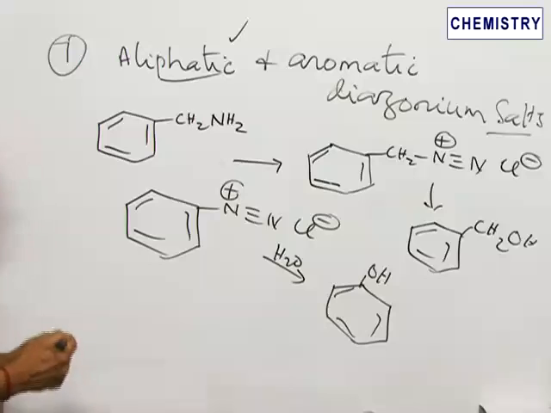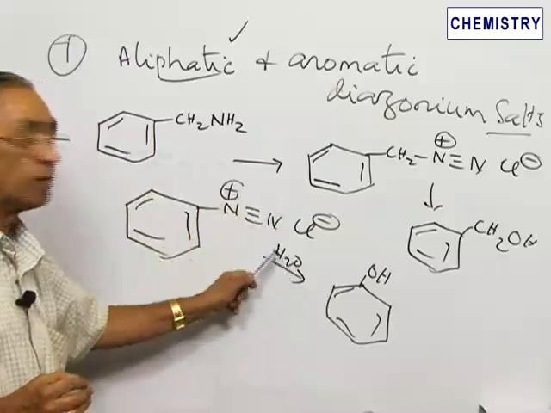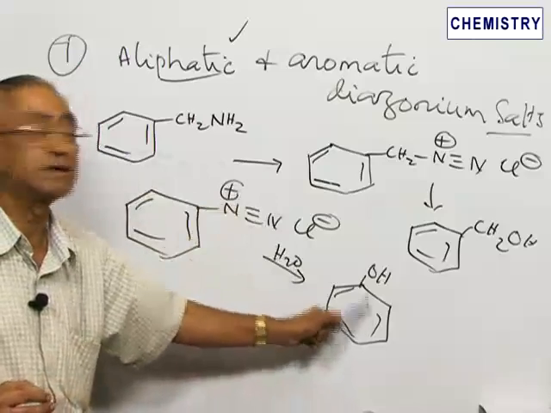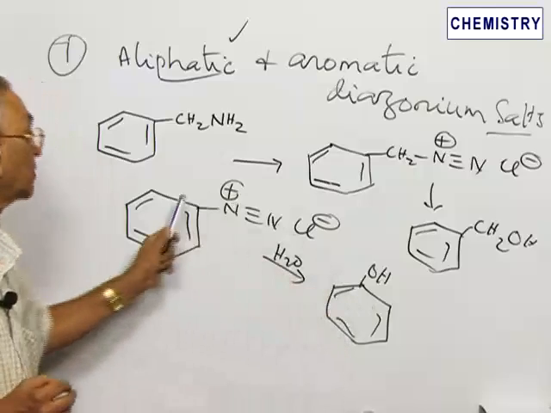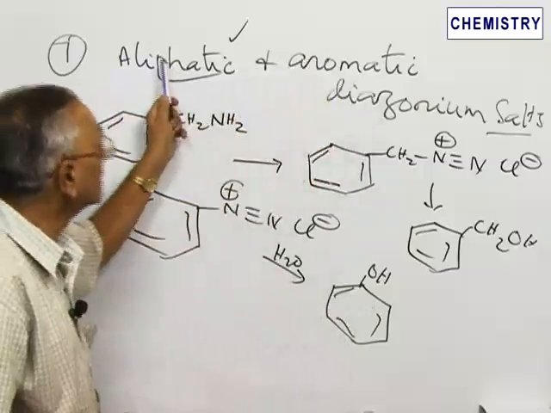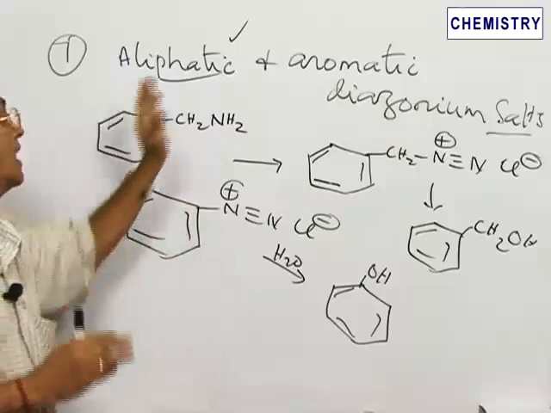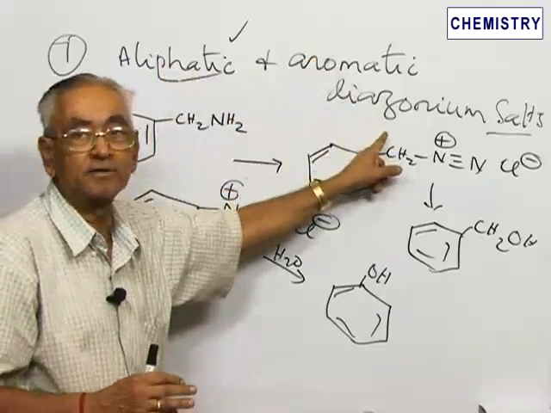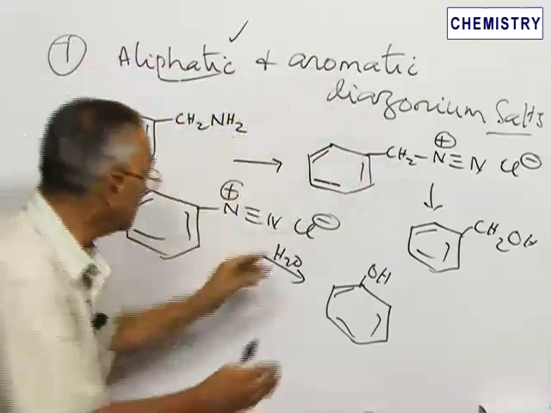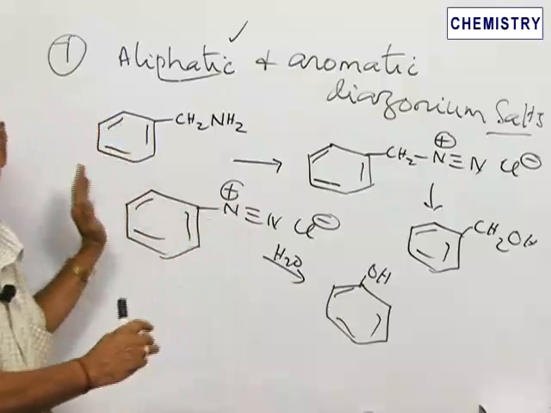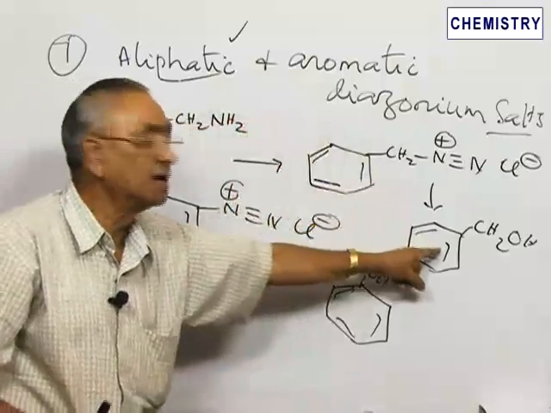Therefore, aromatic diazonium salts are stable at low temperature, but on heating with water, they decompose with the liberation of nitrogen to give rise to phenol. So, phenol is formed from an aromatic diazonium salt and an alcohol is formed from an aliphatic diazonium salt. This is the essential difference between an aliphatic diazonium salt and an aromatic diazonium salt. Aliphatic diazonium salts are not stable, they are not stabilized by resonance, whereas aromatic diazonium salts are stabilized by resonance. And in one case we get phenol, in the other case, in the case of the aliphatic diazonium salt, we get the alcohols.